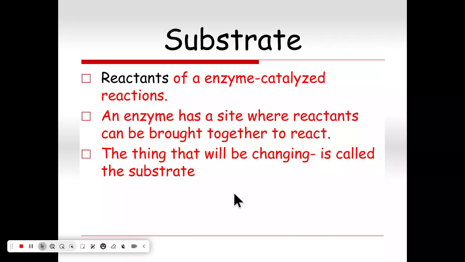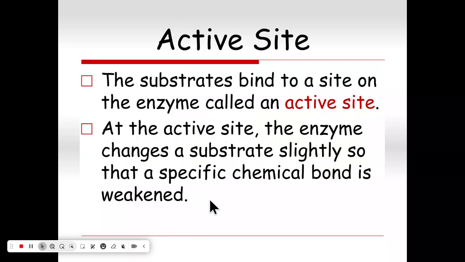So let's say you had a dog and you bring the dog in the middle of two people, and two people pull the dog apart. An enzyme has a site where the reactants come together and react. The thing that is changing is called the substrate.